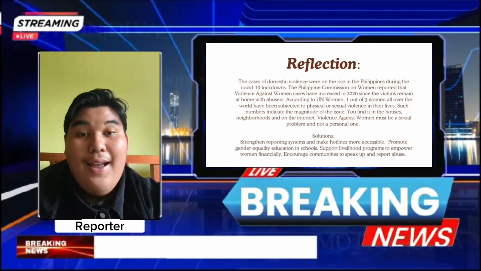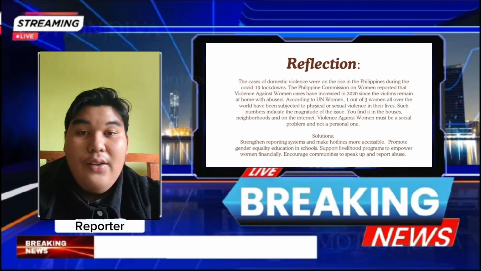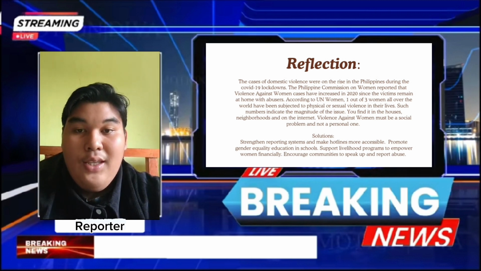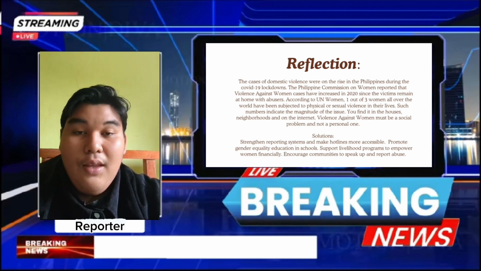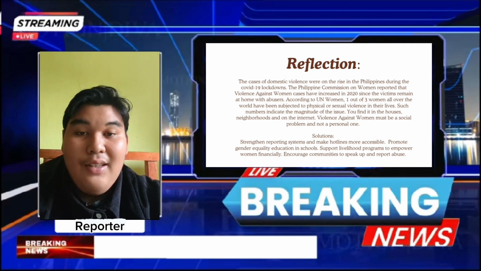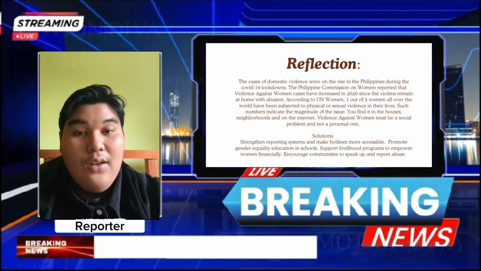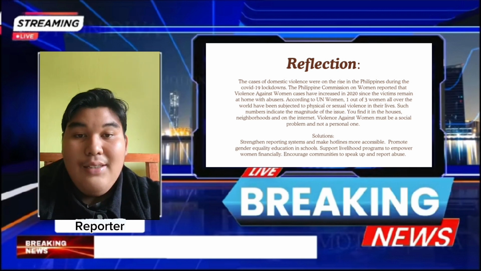During the COVID-19 lockdown in the Philippines, cases of domestic violence increased as many victims were forced to stay at home with their abusers. The Philippine Commission on Women reported a rise in violence against women cases in 2020, showing how crisis situations can worsen existing inequalities. And globally, UN Women stated that 1 out of 3 women experience physical or sexual violence in their lifetime. This statistic is alarming and proves that violence against women is not rare.